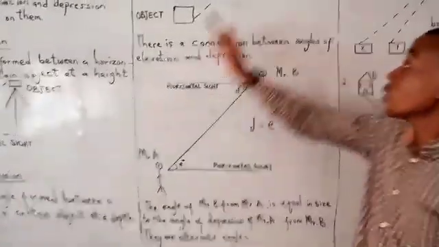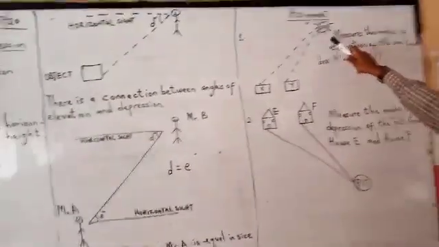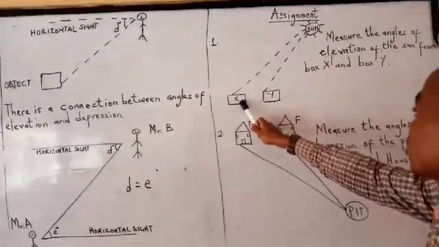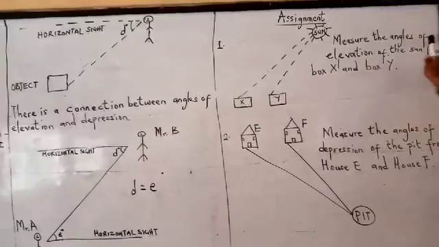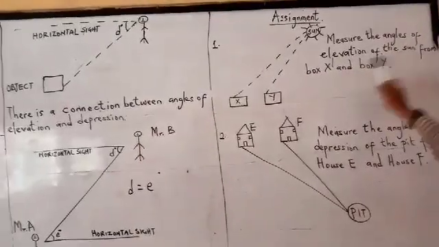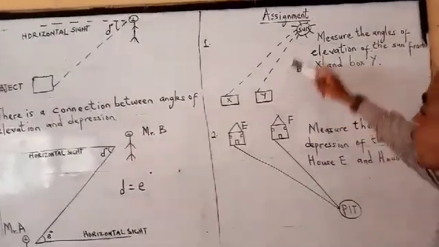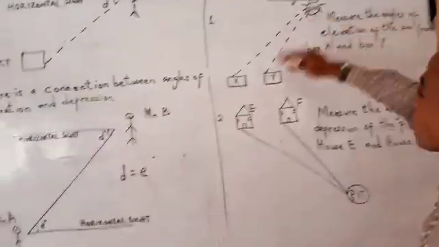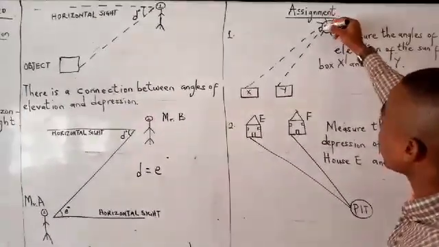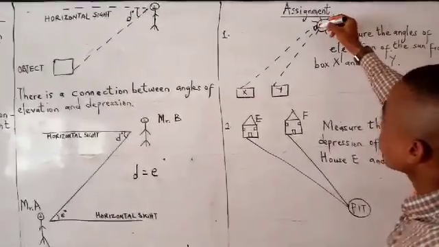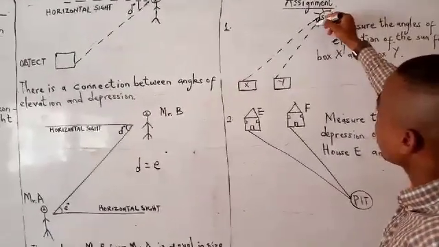Next is your assignment, and it goes like this. You can see the picture on the board. This is box X, and this is box Y, and that's the sun. So you have to measure the angles of elevation of the sun from box X and box Y. The task is simply to draw this diagram and then get the size of the angle here. I hope you understand what I'm saying. Get the size of the angle here.